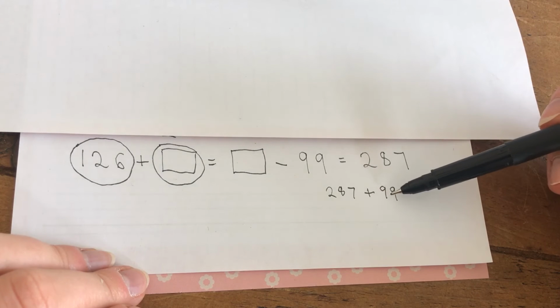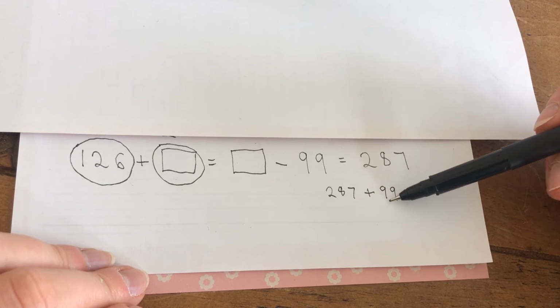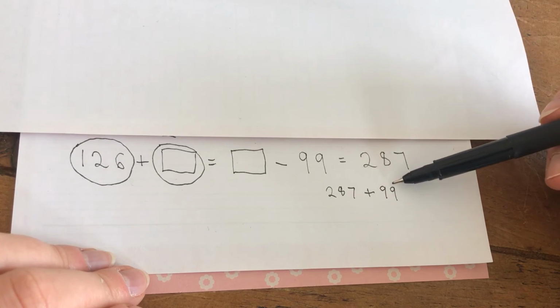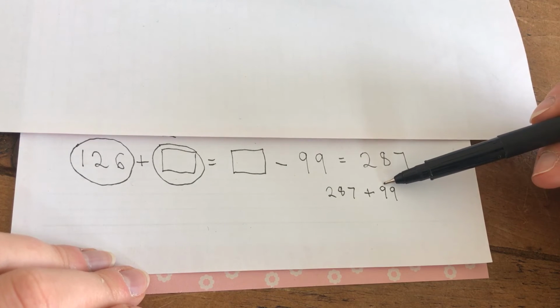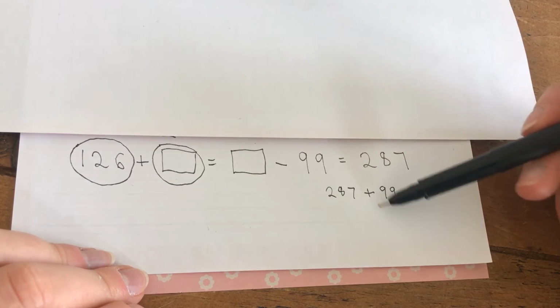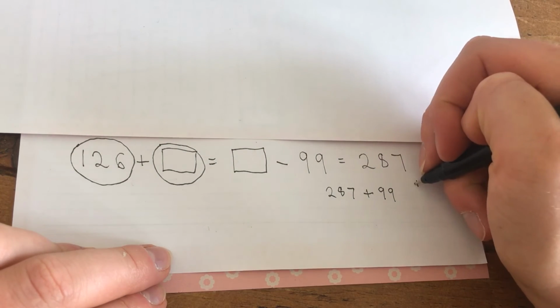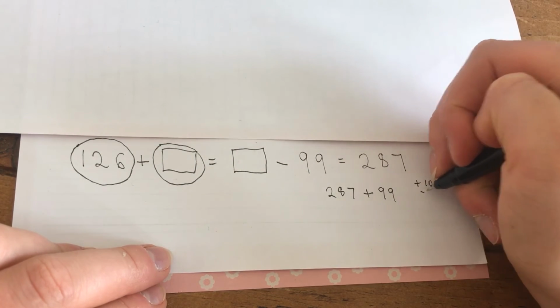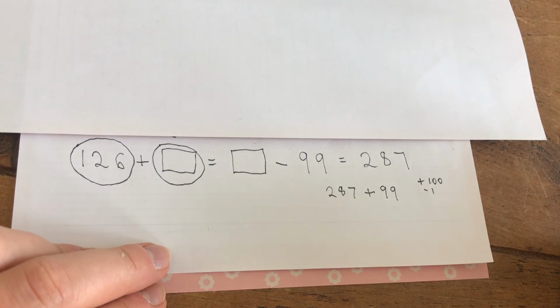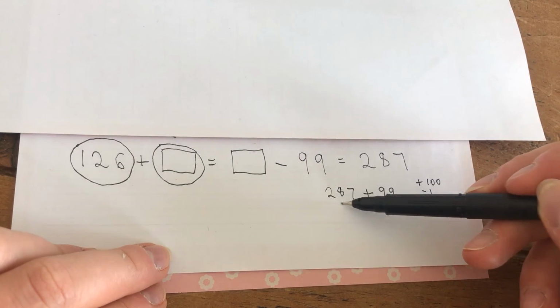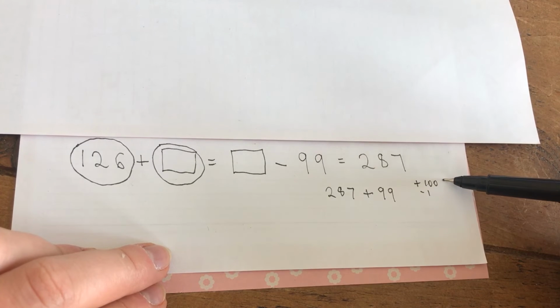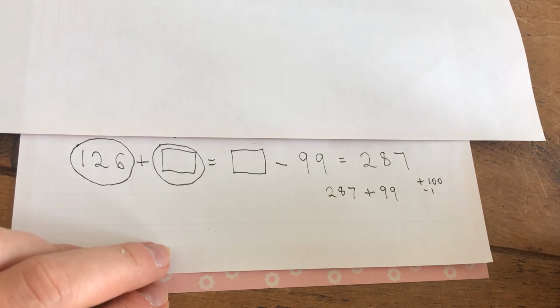So if you've got a number like 99 that is very close to the next big round number, then I'm just going to add on the round number and then take away the extra that I've added on. So I'm going to add 100 and then just take 1 off again, because that makes it easy. So what's 287? Add 100 and then take away 1.